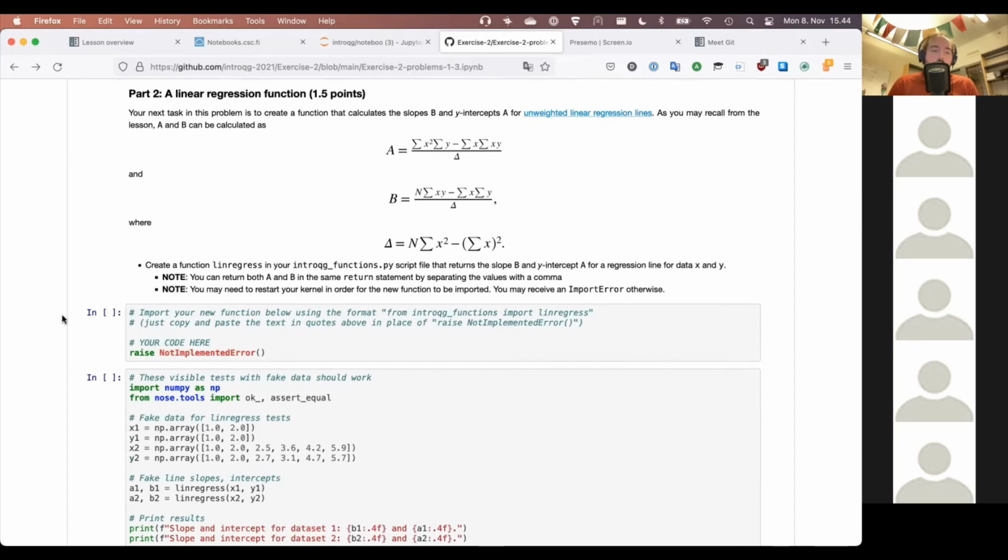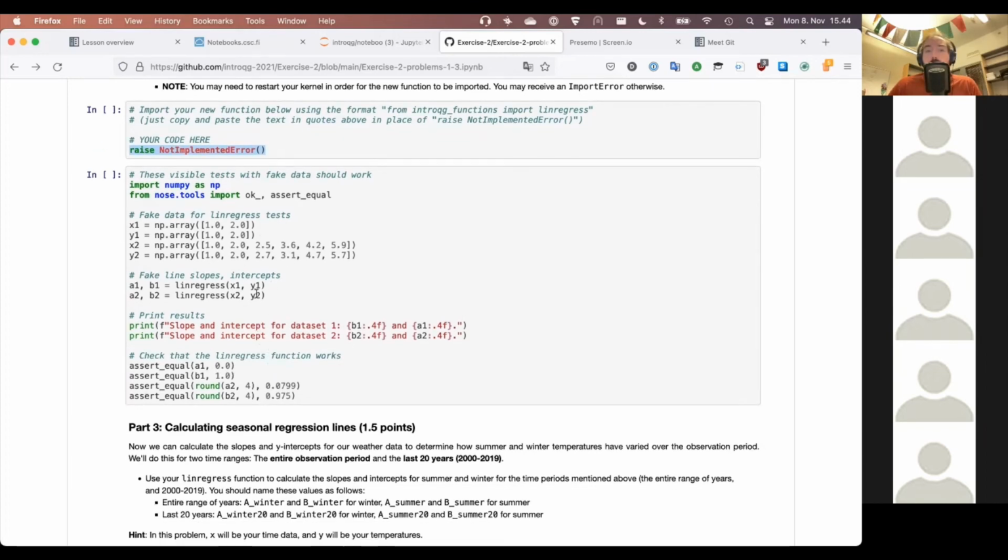After that, no surprise, your next step is to create a linear regression function where you'll calculate the A, B, and delta values in a function that you can call linregress, and you'll add that to your intro QG functions script file. This is how you're going to calculate your slope and intercept values. Then once you've done that, all you have to do for the coding part in the notebook is make it so that you import your function. So from intro QG functions, import linregress. You can copy this and paste it in place of this not implemented error message. You can just delete that and paste the text there. Then this cell will check to see whether your linregress function works as it should.